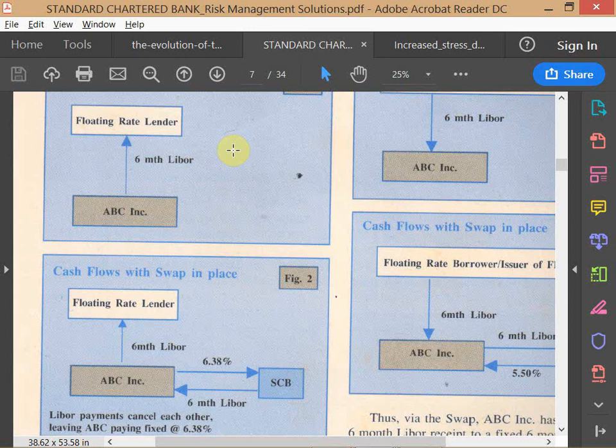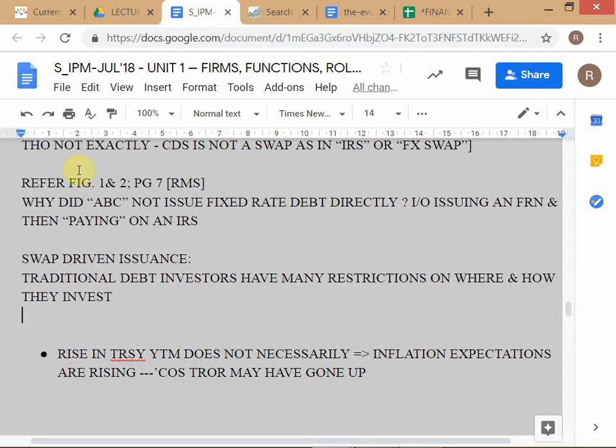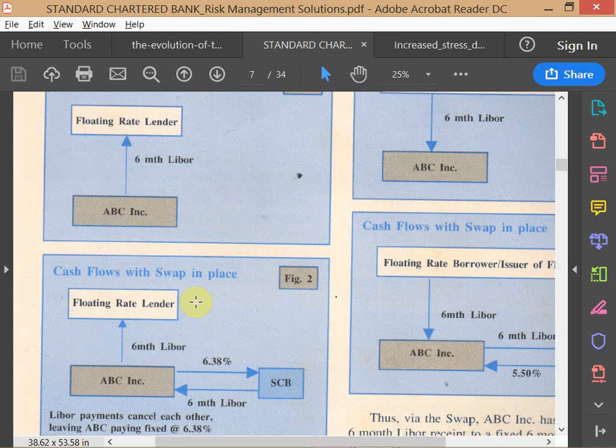Are you following? Slightly more complicated transaction, but is everyone following the scheme? Make sure you revise it later once again and understand this concept. So this gives you an understanding of capital markets. I will write up the details a little bit more, but you should understand this transaction from here itself. So you have swap-driven issuance, which means that you have investor demand in a particular type of debt, but the issuer wants to issue a different type of debt.